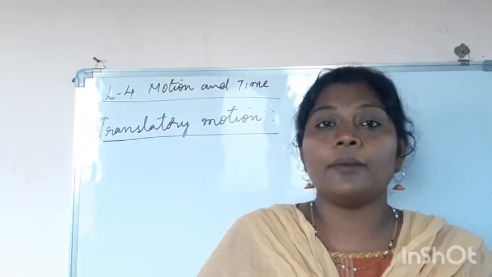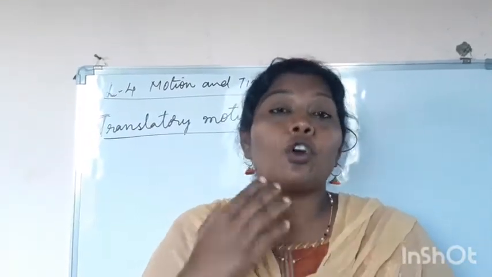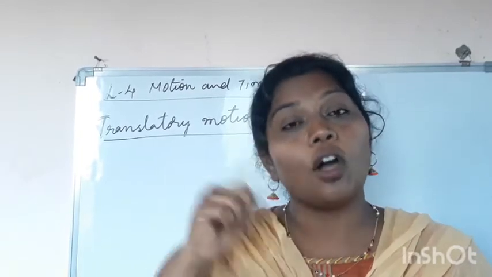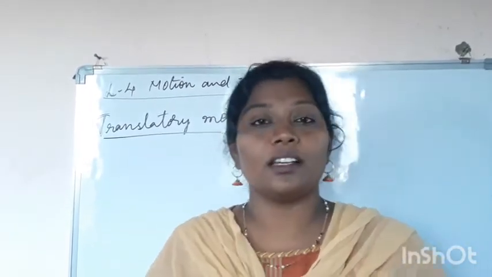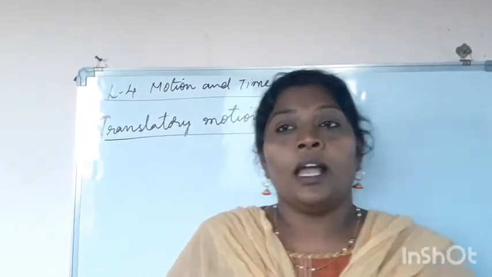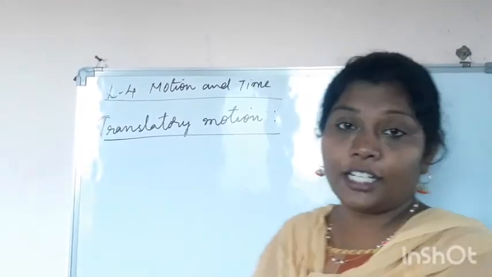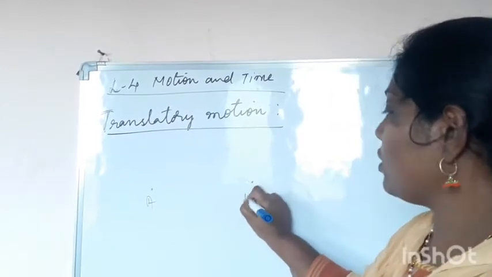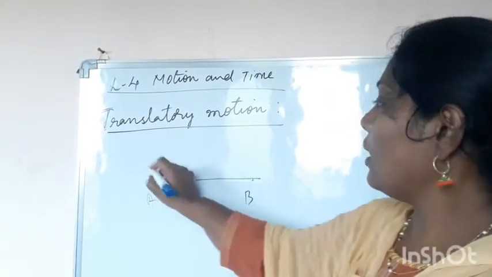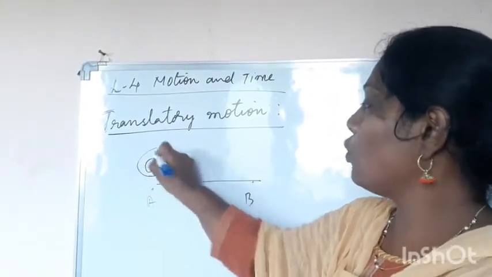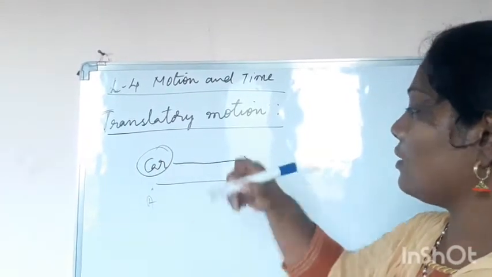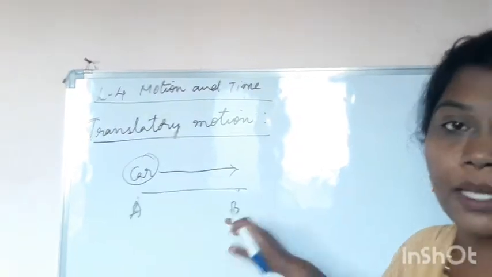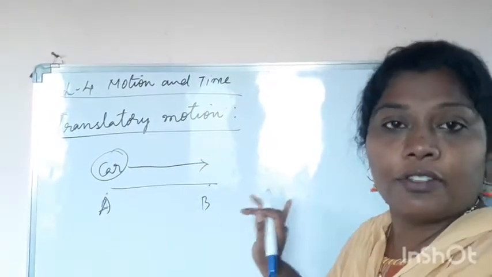So children, while we are seeing the view of motion or the path of motion, it depends upon the view of the person who is observing the motion. Okay. Now, in the translatory motion, see, there is a point A and a point B again. Now, a car is moving from this place to this place. So, from point A to point B at a particular interval of time.